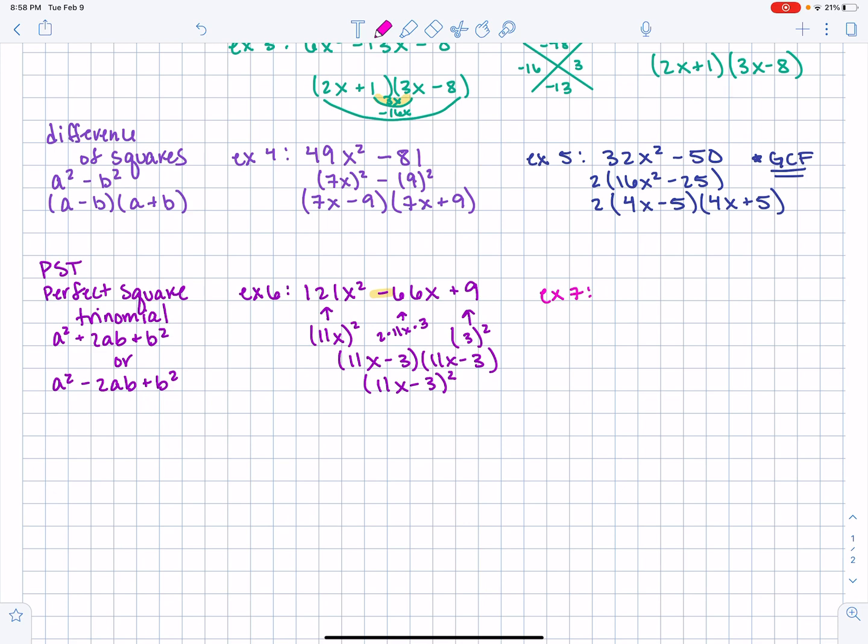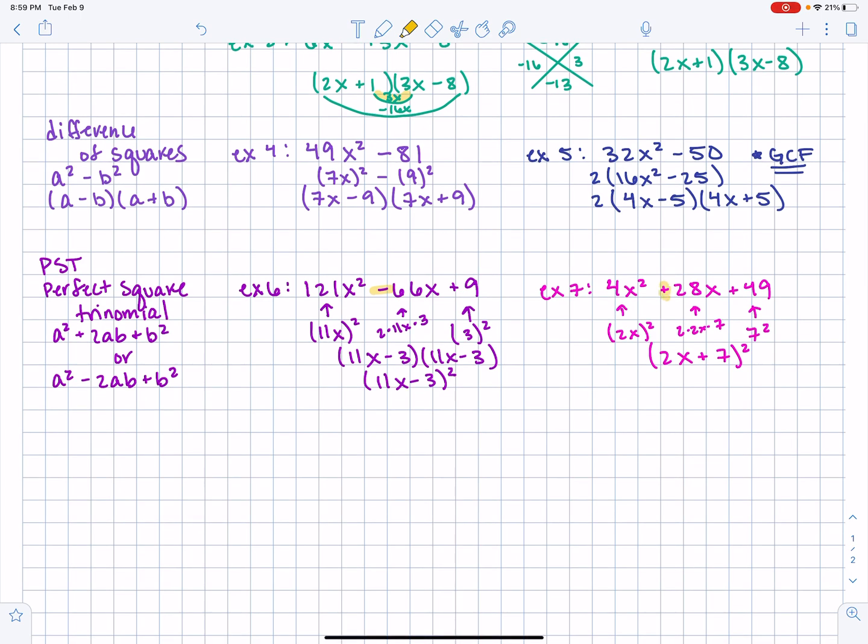Example 7. So 4x squared, and this one's a plus, so plus 28x and plus 49. I hope you can see here that we have a 2x squared, and this is 7 squared, and this one in the middle is 2 times 2x times 7. So this factors into (2x + 7) squared. And that plus comes from the fact that this sign is a positive.